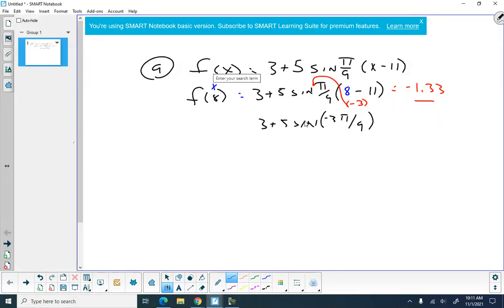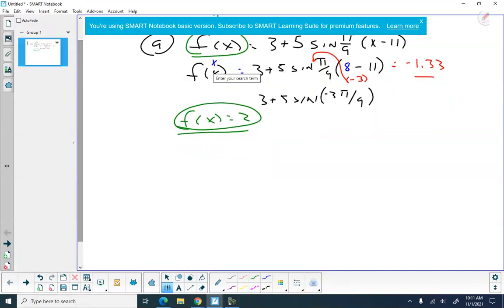Part 2 is the one that requires a lot of the work. Given f of x is a value of 2, we want to find our general solutions in the first smallest 3 positive values. So we're being told f of x, which is this value here, is a value of 2. So substituting 2 in for f of x, we have 2 is equal to 3 plus 5 sine pi 9 x minus 11.